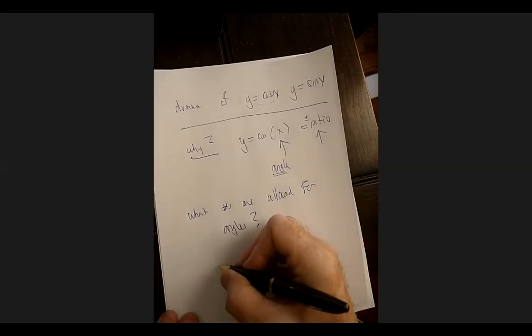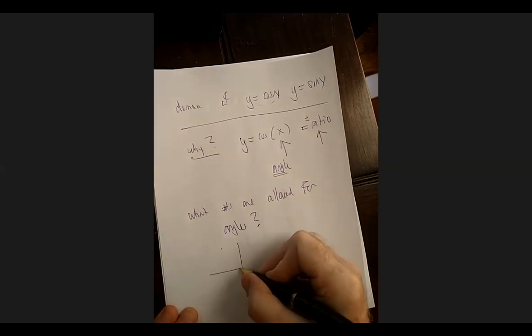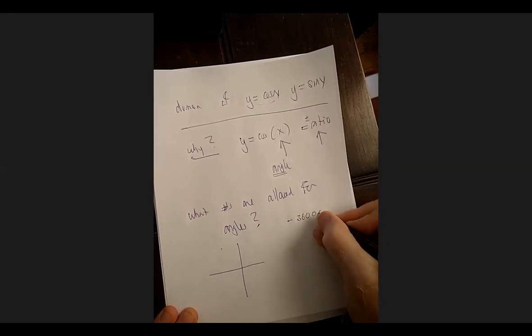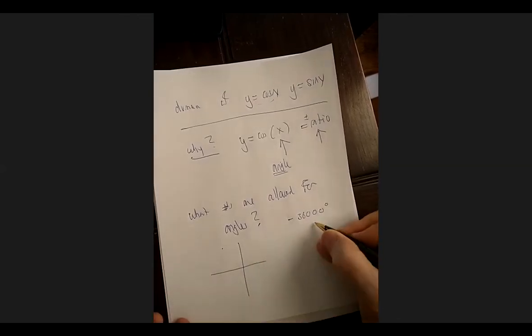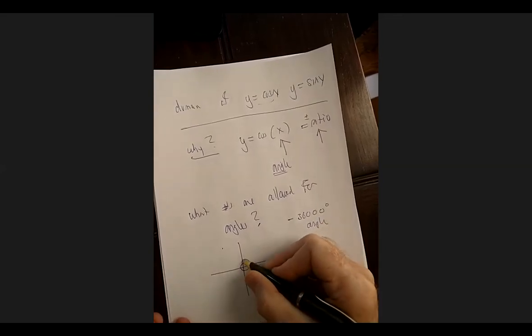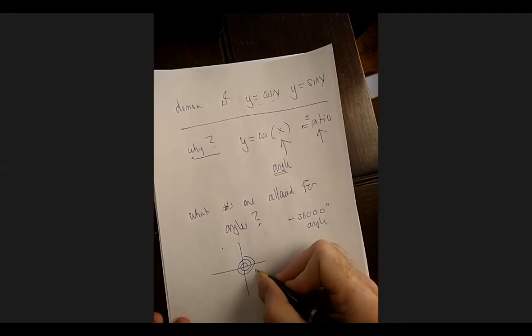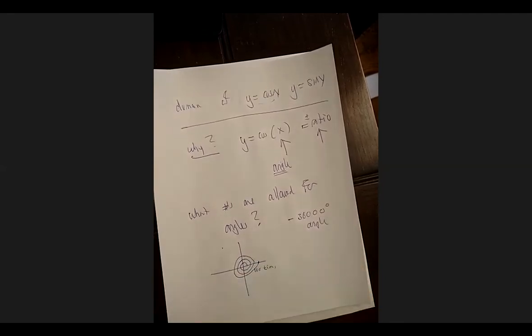Okay, so I got a couple of answers, but I'm going to make a ridiculous number: 36,000 degrees. That's an allowable angle. I just go around 360 times 100, so I go around 100 times. That's my angle, and I end up back where I started.